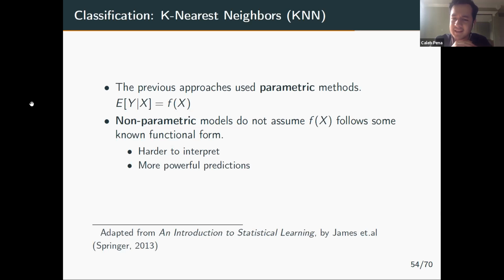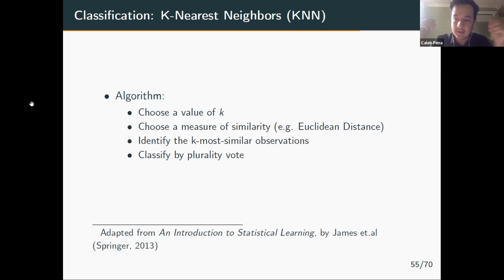Non-parametric methods basically meaning that we don't make the assumption that the response follows some known functional form. And once we move away from those parametric modeling techniques, we get models that are harder to interpret. We don't have those nice coefficients that help us understand variable importance, but we get much more powerful predictions out of it.